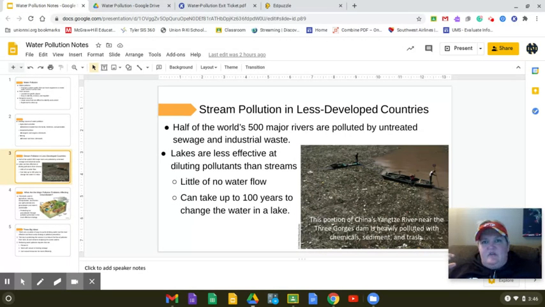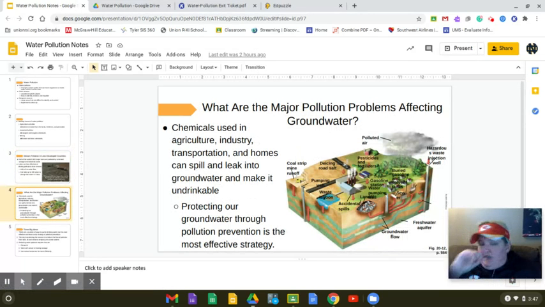With lakes, you don't have that because they don't really flow most of the time. Sometimes they have outlet streams, but most of the time they don't. Because there's little or no water flow, it can take hundreds of years, if not more, or completely, the lake could die off, to be able to change the chemical makeup of the water in the lake. So that's the big thing with streams and rivers.